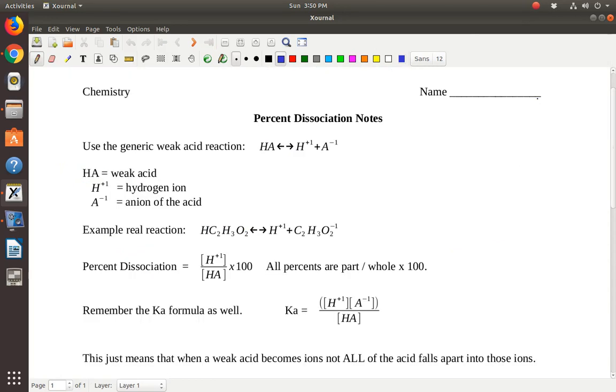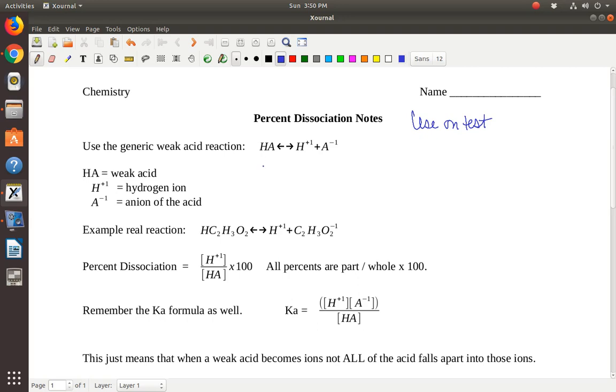And here they are, the percent dissociation notes. You can use these on the test. So this is a separate sheet that you should print out and take notes on. This one sheet I will allow you to use on the test.